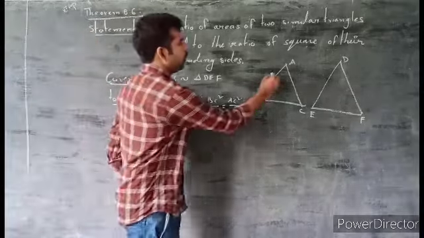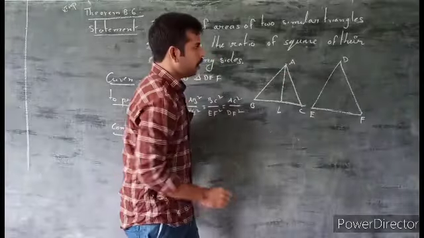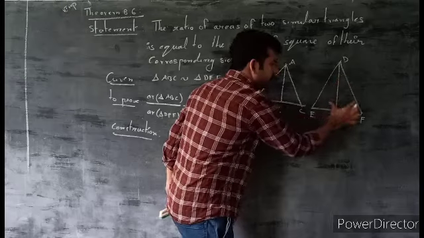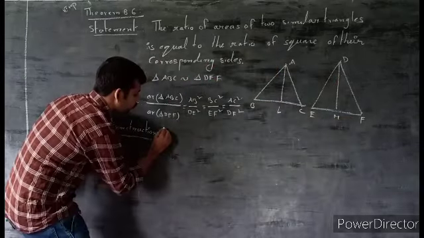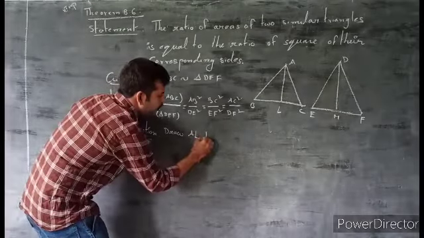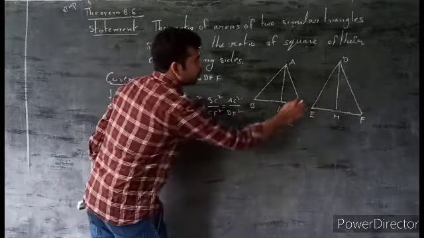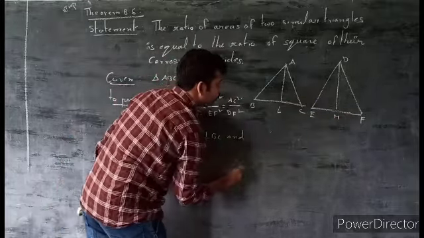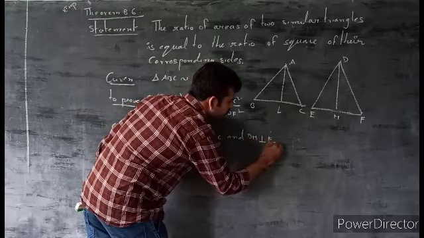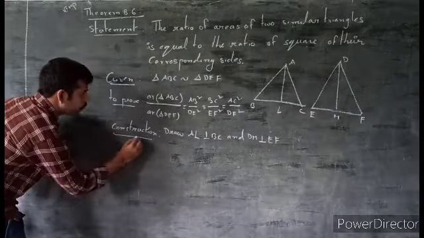Next, construction. Draw AL perpendicular to BC and draw DM perpendicular to EF. Next, proof.